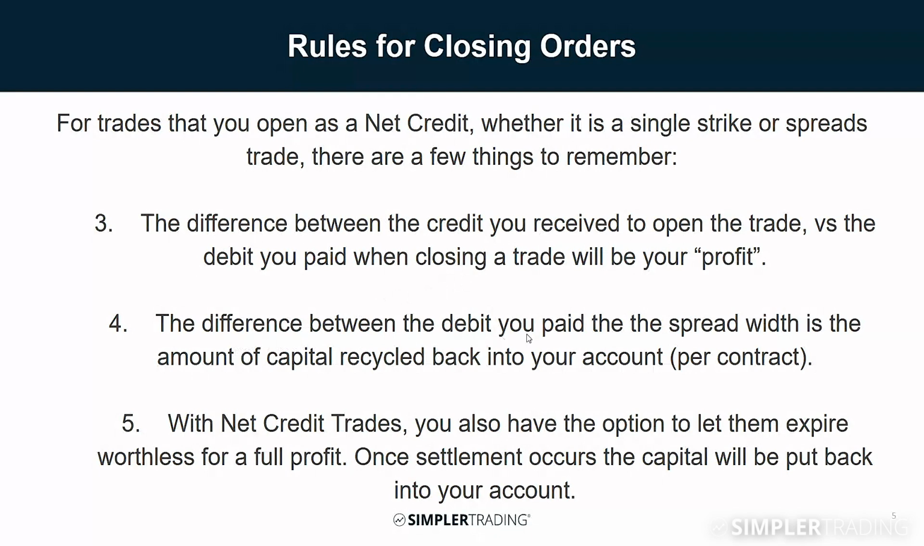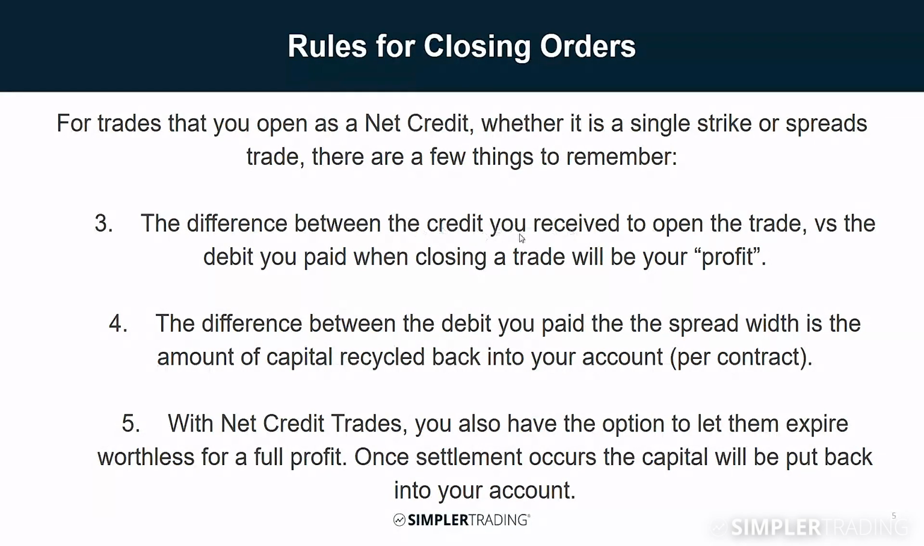Now, of course, the difference between the debit you paid, when it's a spread in particular, right, versus the spread width is the amount of capital recycled back into your account per contract. So if I, in this example, had a 5-point spread with that $3 credit and I closed it out for a $1.50 debit, then technically I'm recycling $3.50 of capital back into my account, because it's the 5-point width of the spread minus the $1.50. That's $3.50 back into my account.